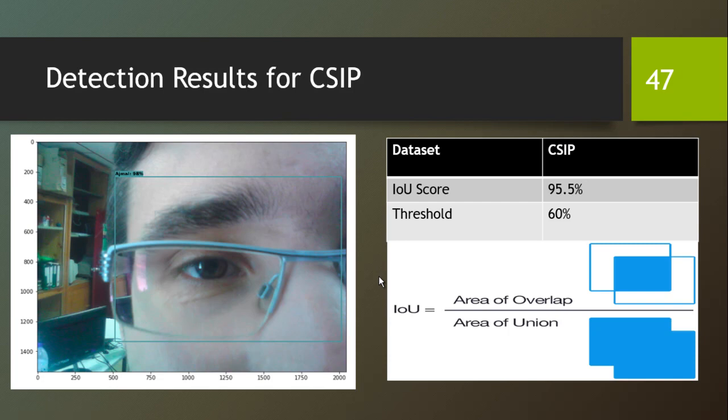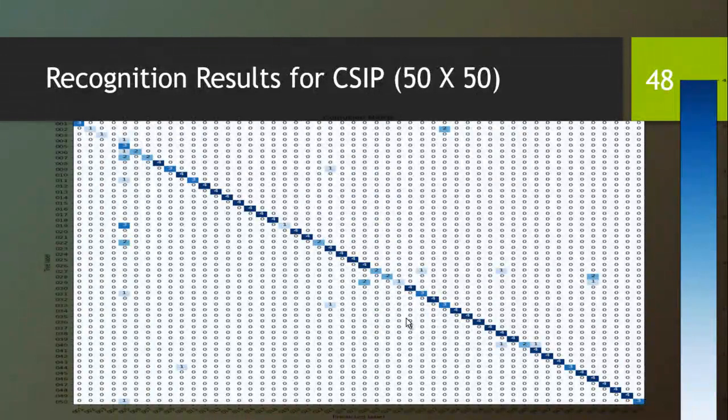These are my results. First, how correctly I was able to detect the ROI is given here. I used the IOU score to evaluate. This was the CSIP result. Similarly, the results were calculated for Fox. This was the confusion matrix of 50 by 50, having 50 subjects. True labels are on the y-axis and predicted labels are on the x-axis.